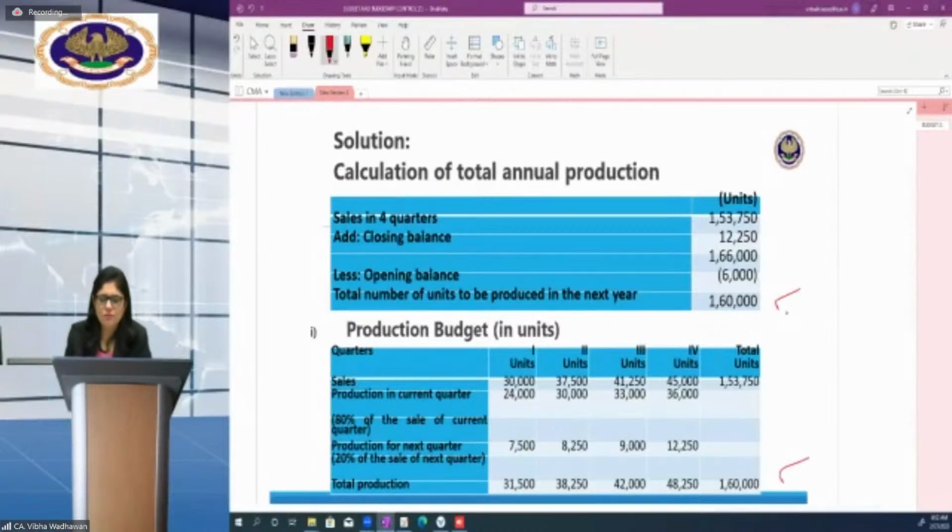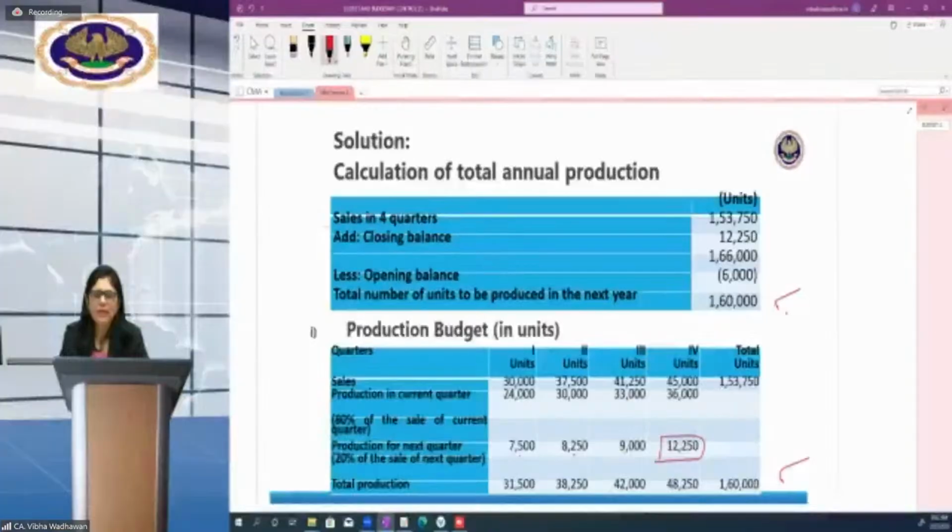Any doubts so far? This was the highlight, because they are saying 20% of the sales of every quarter is also the closing stock of every quarter. And the closing stock of the last quarter will be taken as the closing stock for the year. All right. So this is the total production.